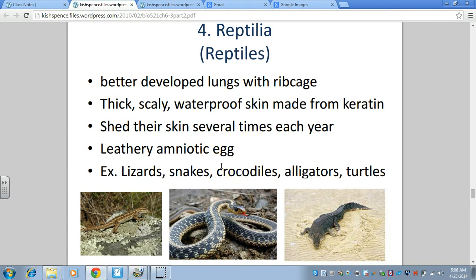Okay. And they lay a leathery amniotic egg in order to prevent their young from drying out. They're not born in the water like other organisms earlier than them or more primitive to them. They include lizards, snakes, crocodiles, alligators, and turtles. While the adult amphibians had a 3-chambered heart, the reptiles have a 3.5-chambered heart. The ventricle is partially divided. Now the exception is the crocodile, which has a 4-chambered heart.